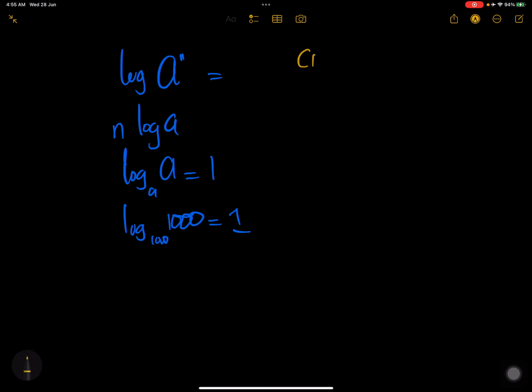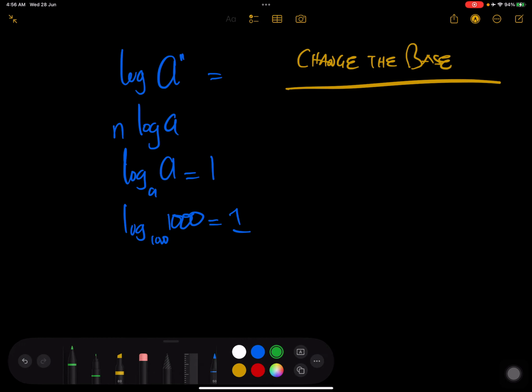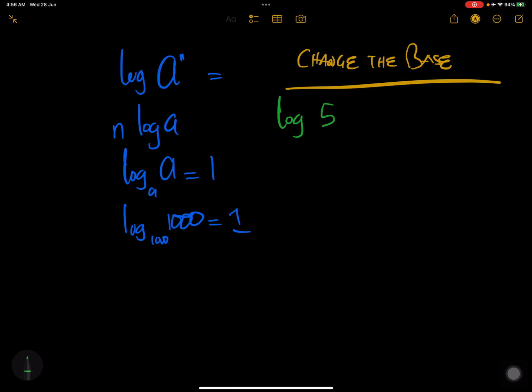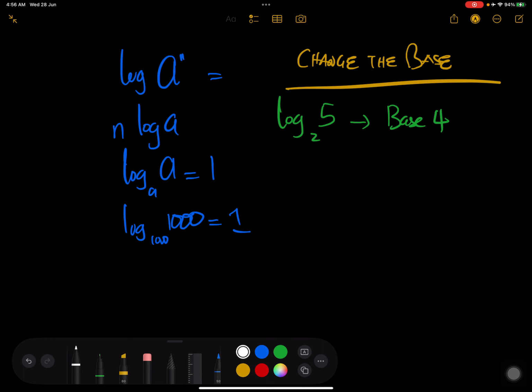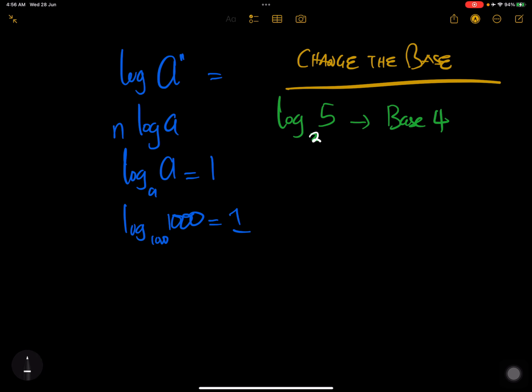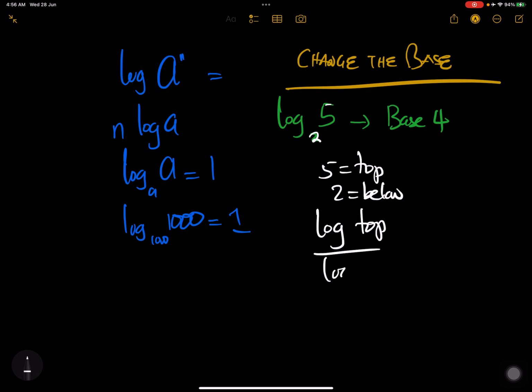The last property we are going to introduce, and then do some problems, is changing the base of a logarithm. It's very easy. Let's assume we have log 5 to the base 2, and I want to change it to base 4. The trick is that 5 is on top and 2 is below. To change the base to 4, we write the log of the top divided by log of the bottom, and the base will be what we want.